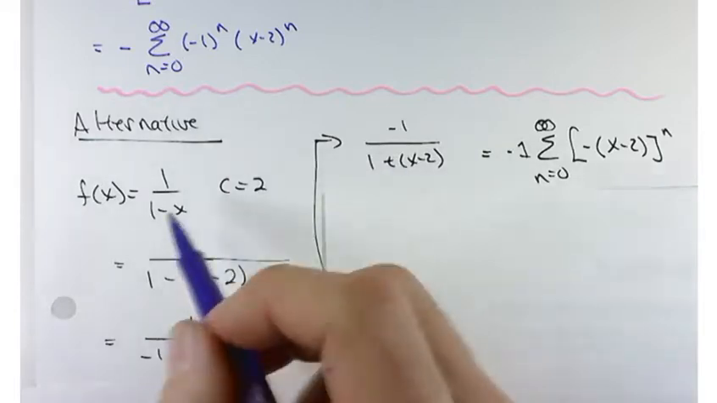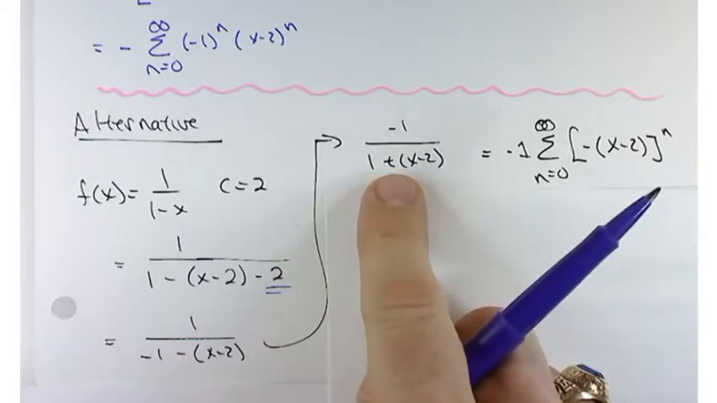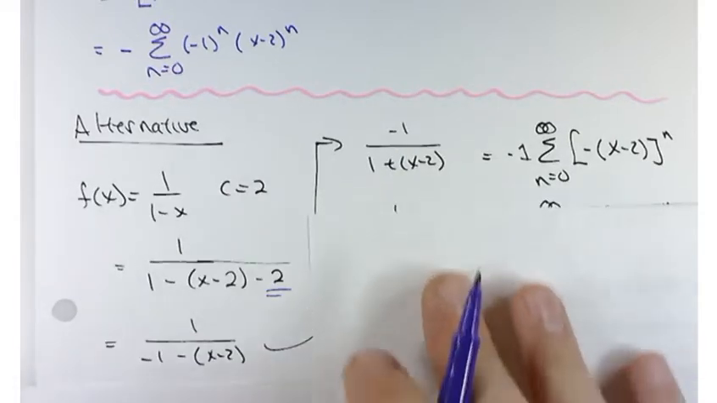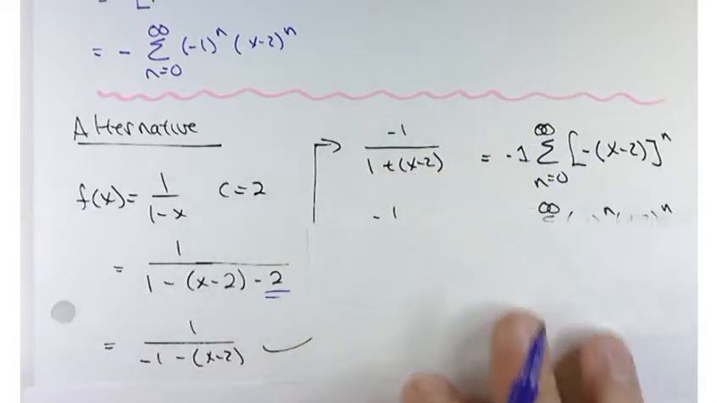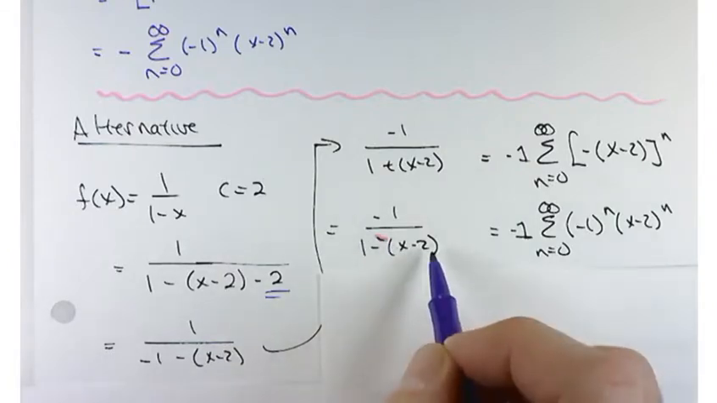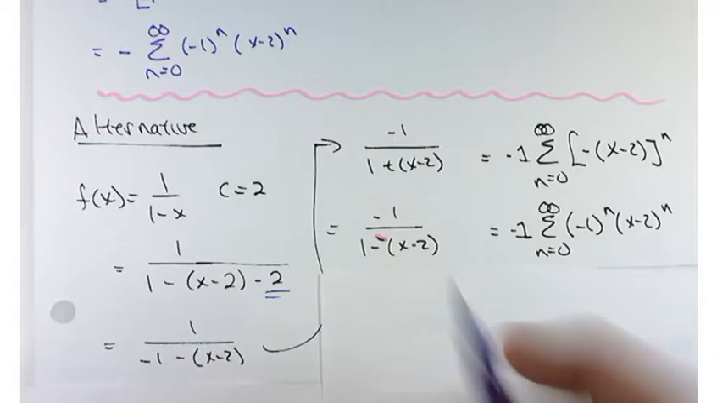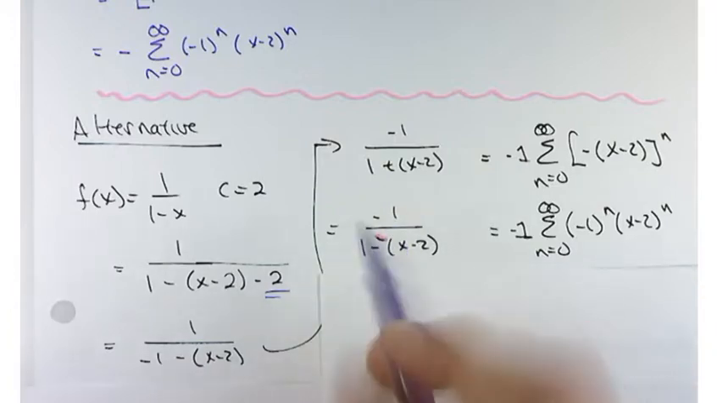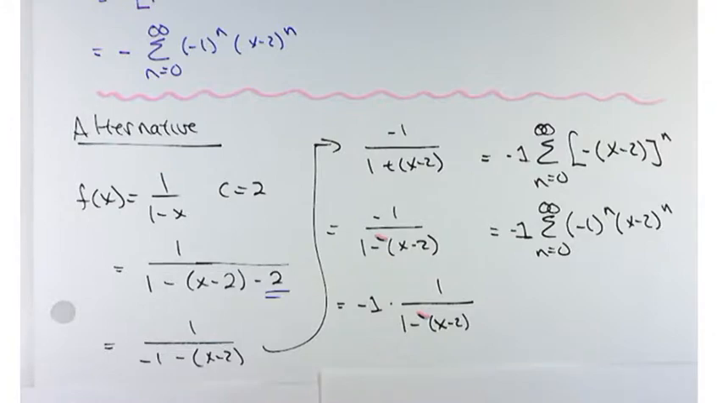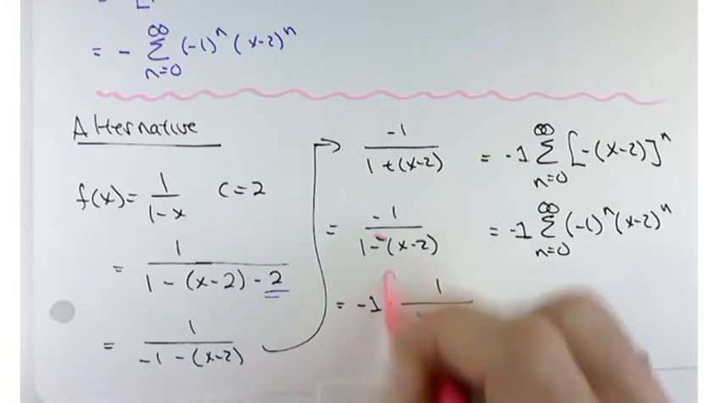In order to get the series that I need and want and know, this has to be a minus here. So instead of writing it as a plus x minus 2, I'll write it as a 1 minus negative x minus 2. Last but not least, I'll factor out that negative in front. So what I'm left with is this right here, negative 1 times this.